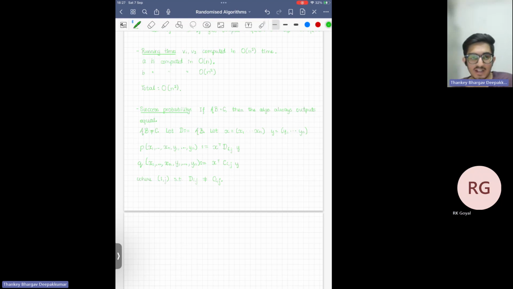and defining two vectors of variables. So here x1 to xn and y1 to yn are variables. Then I'm defining two polynomials, P and Q. One is x transpose Dy and another is x transpose Cy.